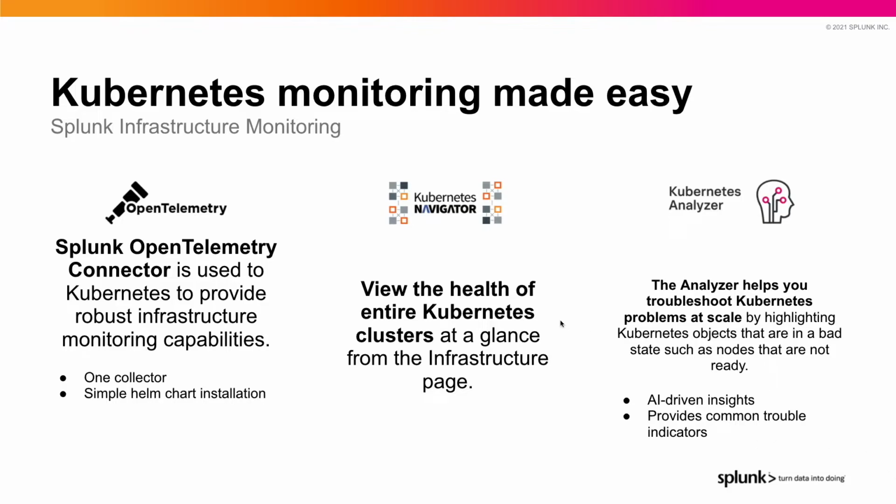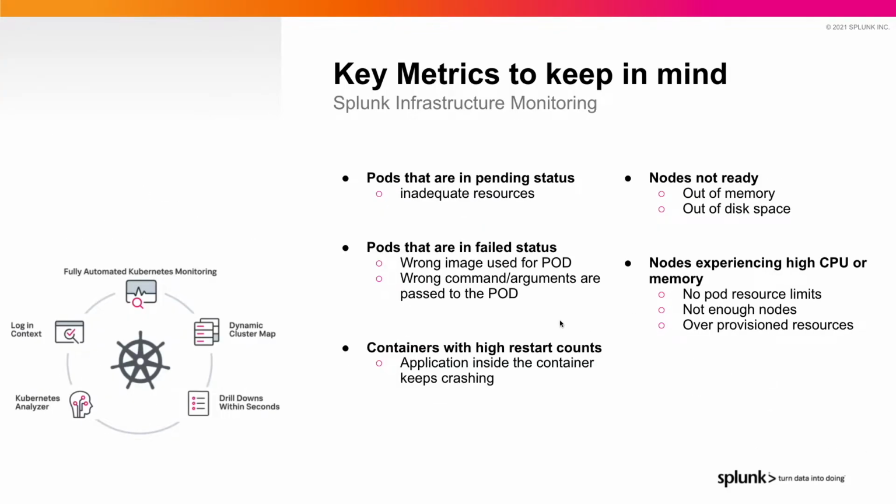Now, when it comes to monitoring Kubernetes, there are several metrics to keep in mind. First and foremost, we want to take a look at pods that are in a pending status. This could potentially mean that we have inadequate resources. Or pods that are in a failed status. This could potentially mean the wrong image is used for pods, or we have the wrong command arguments passed over to the pod. And also containers with high restart counts, which means that the application inside the container just keeps crashing.